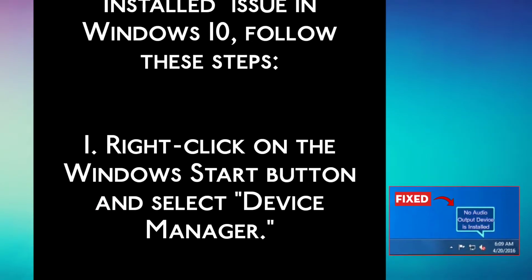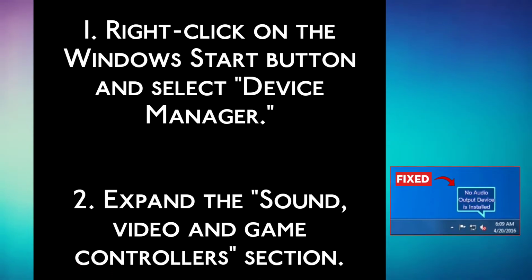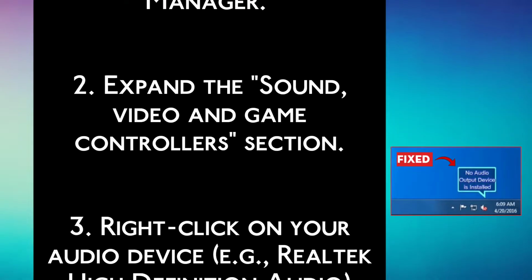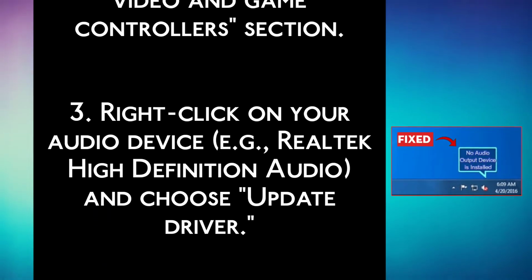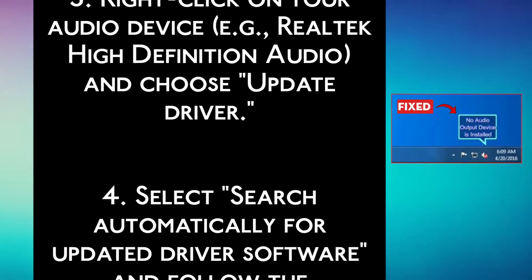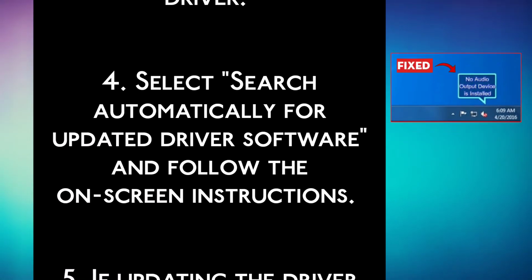Step 1. Right-click on the Windows Start button and select Device Manager. Step 2. Expand the Sound, Video and Game Controllers section. Step 3. Right-click on your audio device and choose Update Driver. Step 4. Select Search automatically for updated driver software and follow the on-screen instructions.